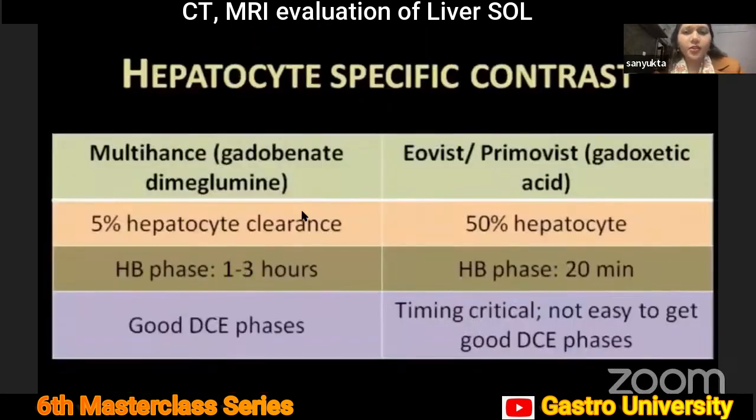So a little about the hepatospecific contrast. We have two of them, Multihance and the EOVIST. EOVIST is not available in India. Multihance is what we use, and the phase is taken at about 1 to 3 hours. So the patient needs to sit for a longer time here, and we do not give any other gadolinium contrast. It will acquire all the other dynamic contrast phases as well.